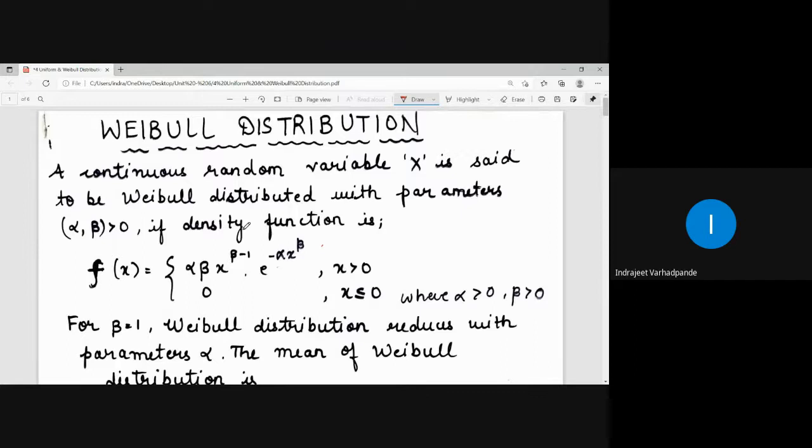The next distribution, very easy to understand and very rarely used actually, is the Weibull distribution. So a continuous random variable x is said to be Weibull distributed with parameters alpha and beta which are greater than 0. Now in this particular distribution, there are two different parameters used. One parameter is alpha, the other parameter is beta, both are greater than 0.